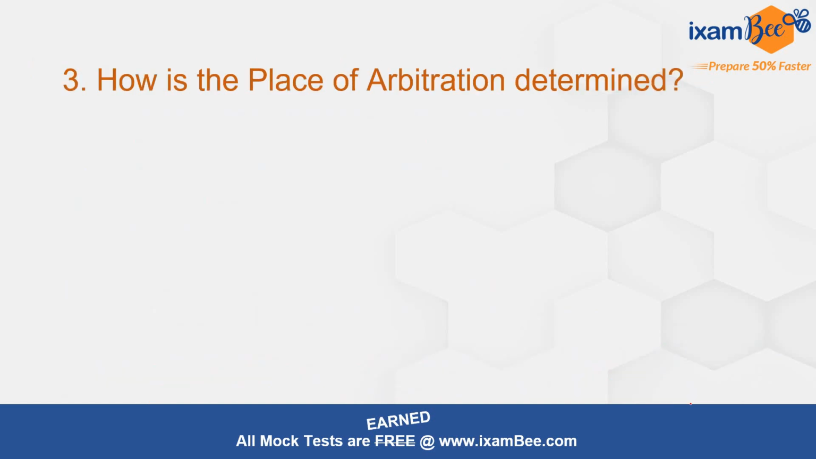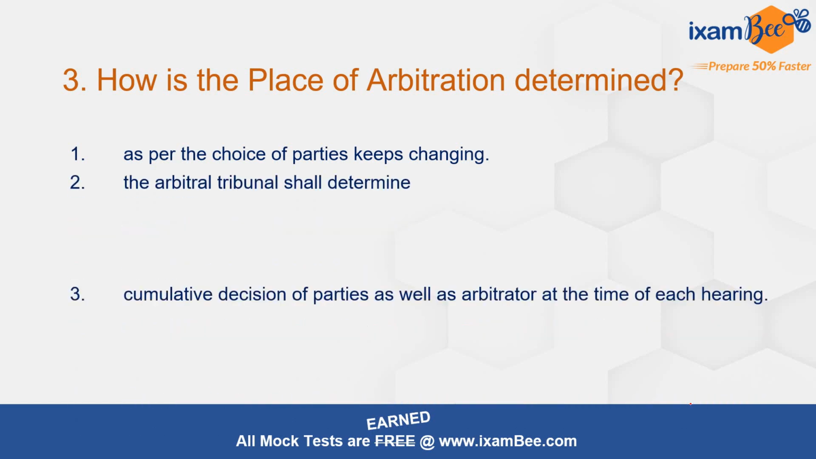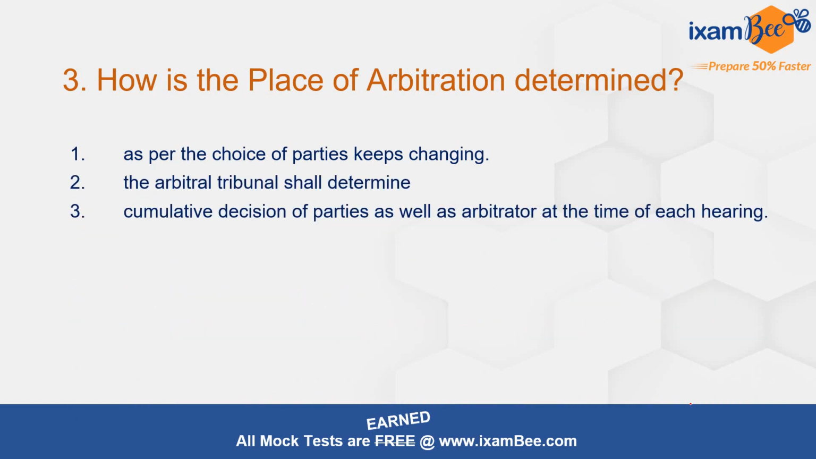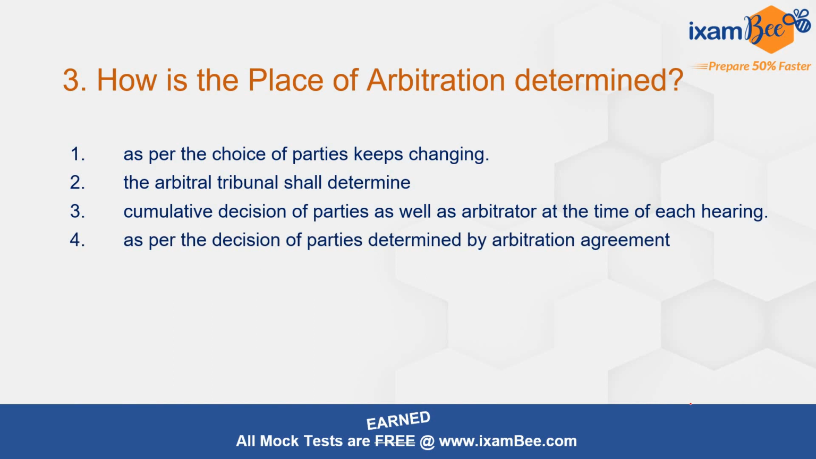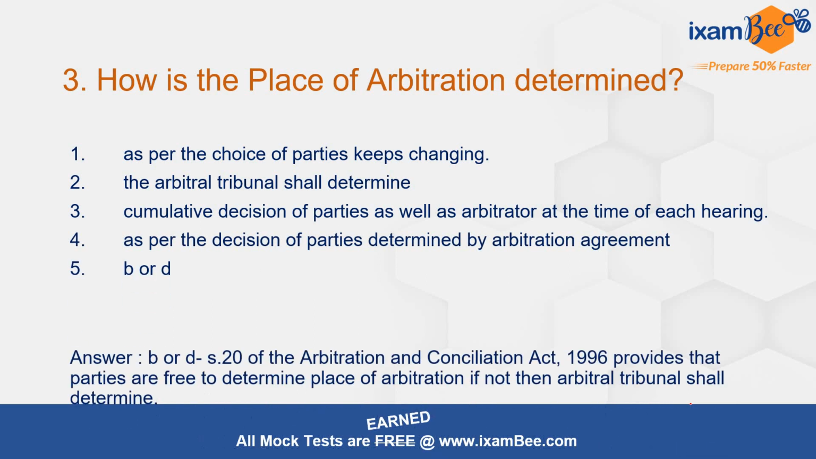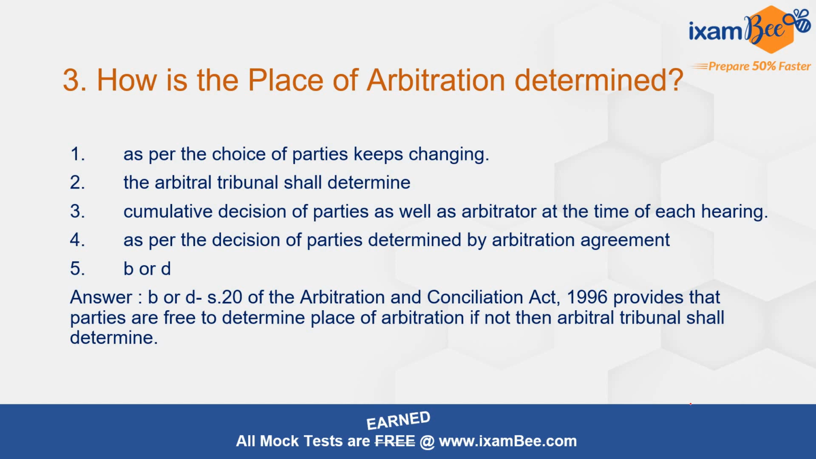Question number 3. How is the place of arbitration determined? As per the choice of parties, arbitral tribunal shall determine, cumulative decision of parties as well as arbitrator at time of each hearing, as per the decision of parties determined by arbitral agreement. B or D. Correct answer here is B or D. Section 20 of Arbitration Act talks about it, that parties are free to determine place of arbitration. If not, then arbitral tribunal shall determine it.